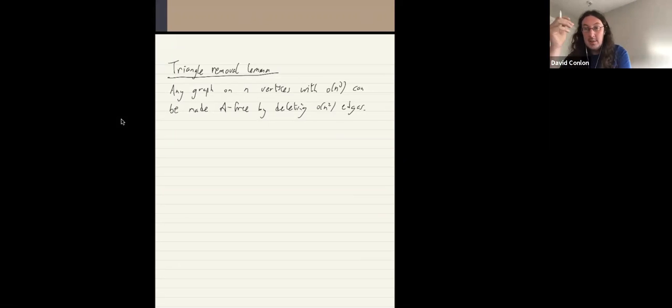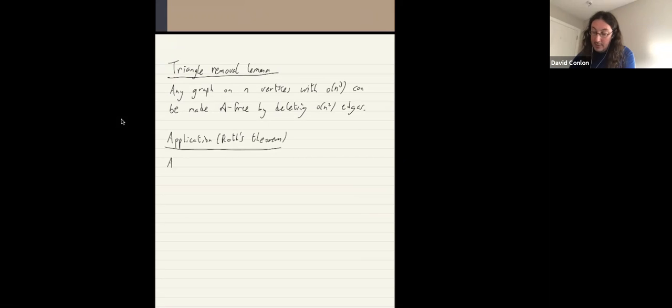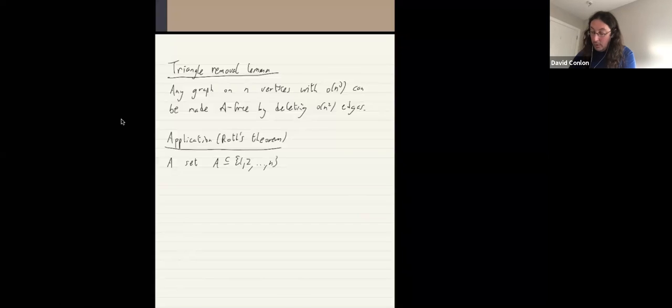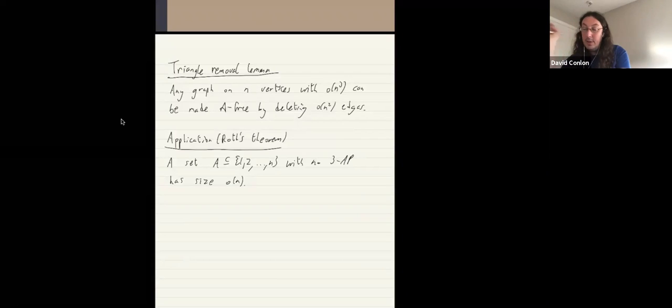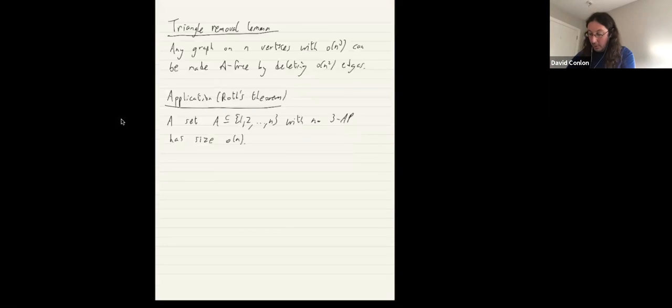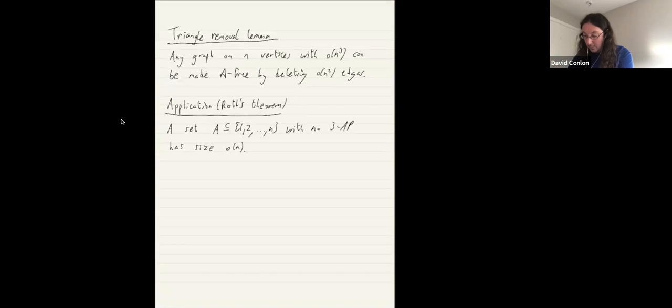Perhaps one of the first signs that this is not a particularly elementary thing is that it implies Roth's theorem on three-term arithmetic progressions. This says that a set A contained in {1, 2, up to n} with no 3AP has size little o(n). And this is a very, very straightforward consequence of the triangle removal lemma. In fact, so much so that I can probably fit it in the rest of the page here.